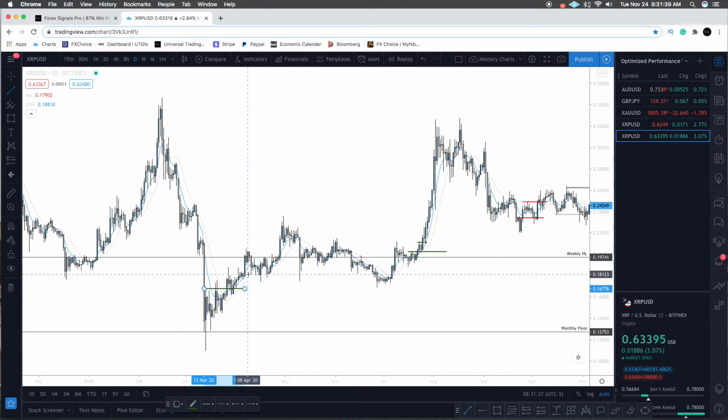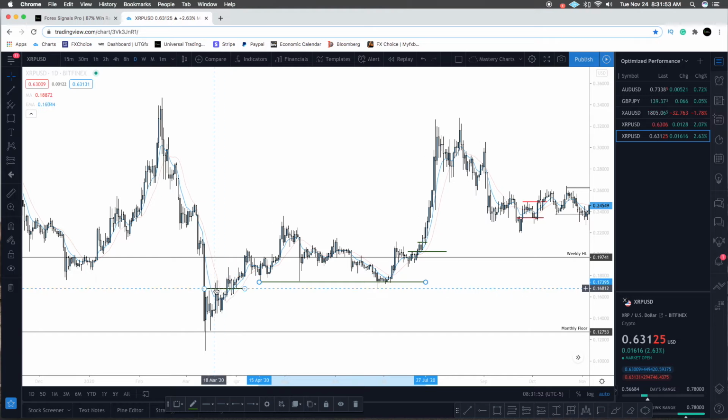You can see that price came back above our weekly higher low, attempted to break out here, failed, pushed higher, and let's bring this all the way down to the wick. So price broke out of our first resistance, came back above our weekly higher low, pulled back, pushed higher again, came back to our floor, pushed higher again.